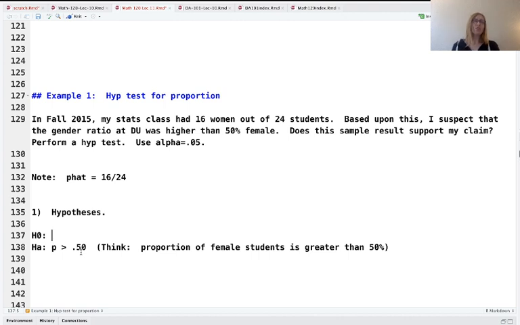But remember, just like in a criminal trial, it's always innocent until proven guilty. I have to be honest about the baseline assumption about the population. So here, that's got to be p equals 0.5. Assume by default that there's not an imbalance. So that's how hypotheses work.